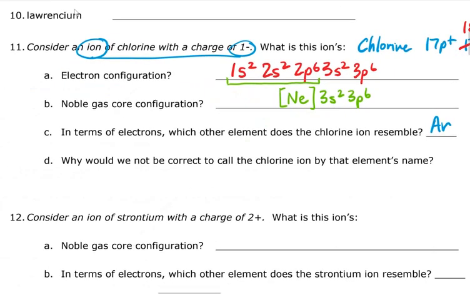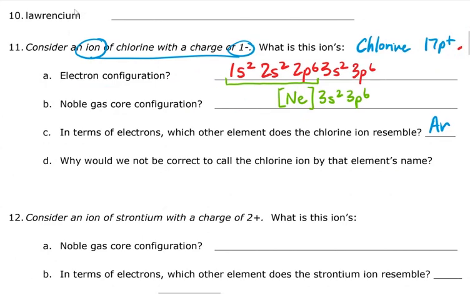And then lastly here on question D, why would we not call the chlorine ion by the name argon? Why can't we call chlorine argon? Think about that for a minute. What makes an element? What makes argon atoms argon atoms? What makes chlorine atoms chlorine atoms? In the end, and go back in your notes to when we identified this, an element is not identified by the number of electrons that it has. It's not named by that.